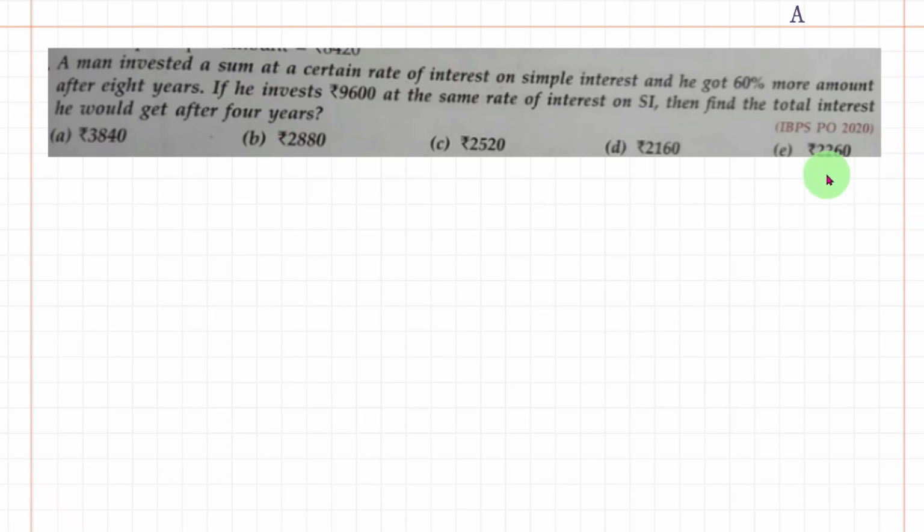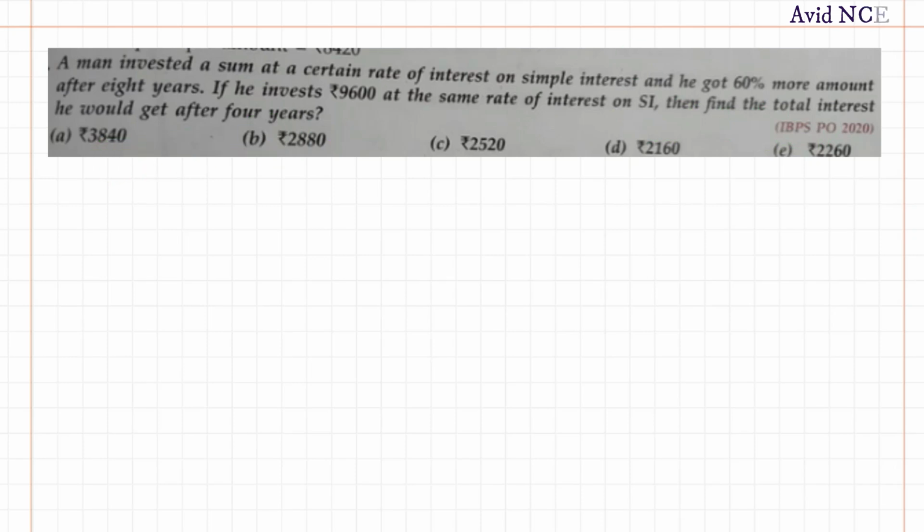This is Geeta. Today we'll be solving a question from the IBPS PO 2020 question paper. A man invested a sum at a certain rate of interest on simple interest and he got 60% more amount after 8 years. If he invests 9,600 rupees at the same rate of interest on SI, then find the total interest he would get after 4 years.